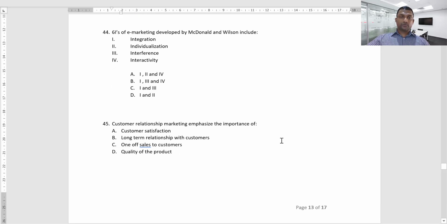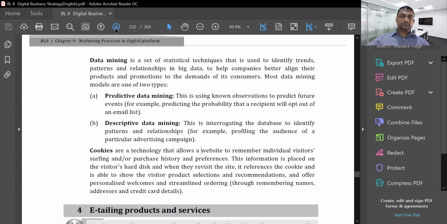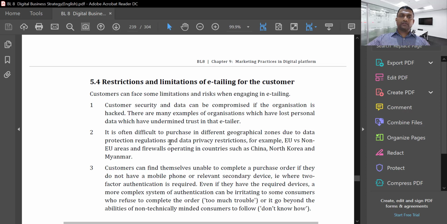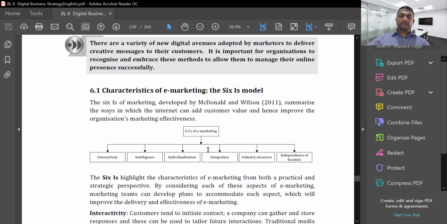Question number 44. So this is about e-marketing and the steps of e-marketing. The 6 I's of e-marketing developed by McDonald and Wilson include. So they have given certain answer options. So before looking at it, let's go to the textbook and see how this is discussed.